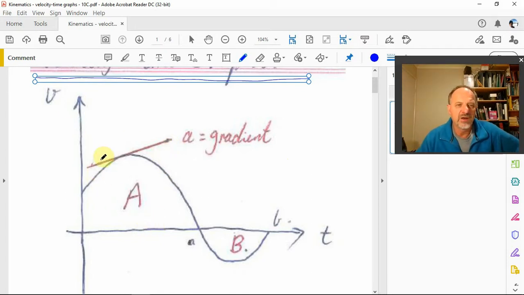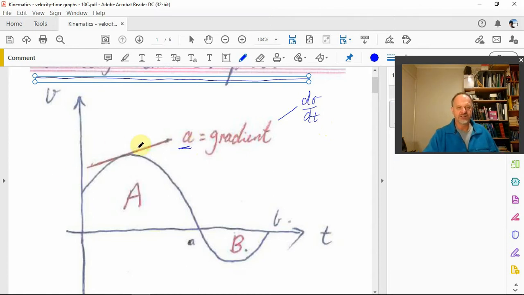for a velocity time graph, the gradient, which of course is dv/dt, from what we know about our calculus, the gradient of a curve at a point is the derivative, so dv/dt, and of course that is acceleration. So the acceleration is the gradient of that curve at any point. So that's one thing there.